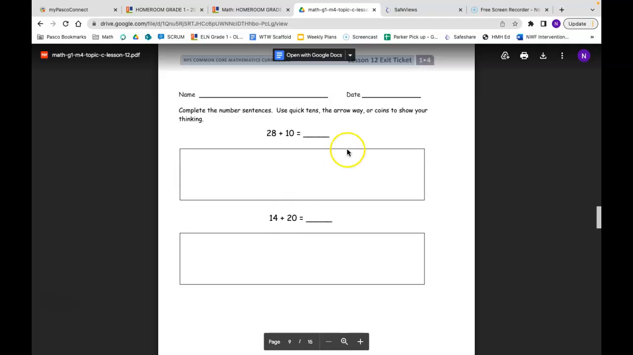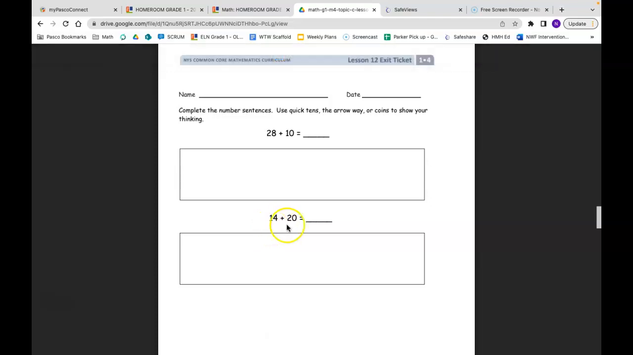So you've got two number sentences, 28 plus 10, and then you also have another one, 14 plus 20. I want you to solve these two-digit addition sentences, okay? Now you can use whichever way you want. If you want to draw a picture in this box for 28 plus 10, you can draw a picture.